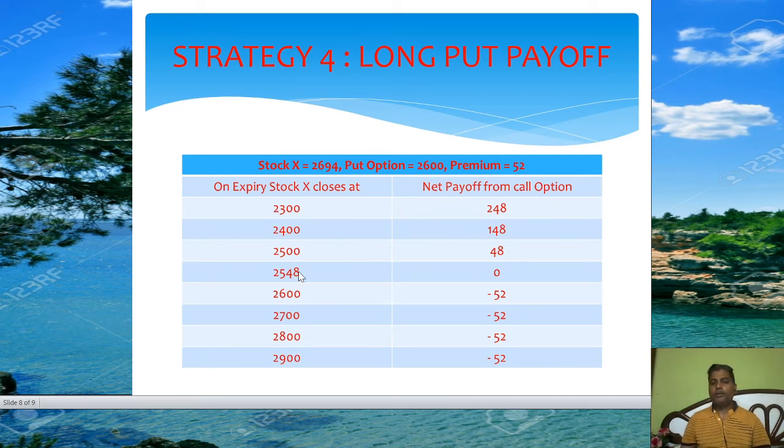But the moment the stock starts moving above the break-even point, we'll start incurring a loss. If it closes at 2600, we'll have a loss of 52. If it closes at 2700, we'll have a loss of 52. If it closes at 2800, we'll have a loss of 52. If it closes at 2900, we'll have a loss of 52. So from this table, we can evaluate that the risk in this strategy is limited to the option premium only, whereas the reward is unlimited.